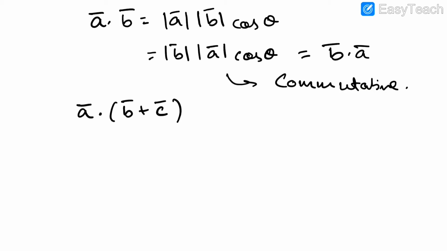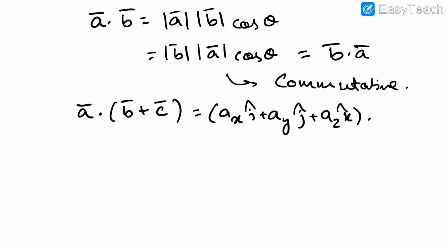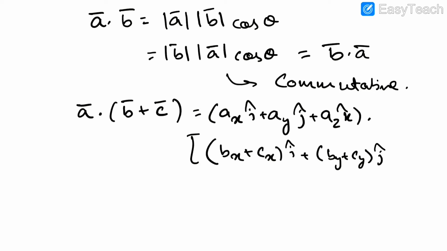A dot (b plus c). Let us first represent it in the Cartesian coordinates. A is ax i cap plus ay j cap plus az k cap, dotted with (b plus c). B plus c will give you what? (bx plus cx) i cap plus (by plus cy) j cap plus (bz plus cz) k cap.